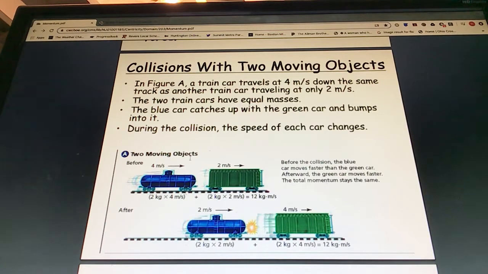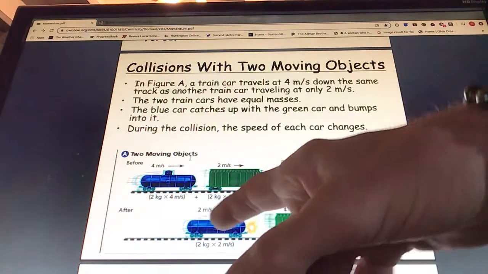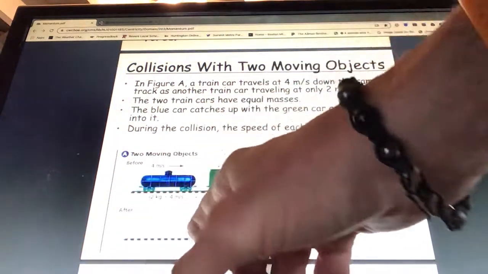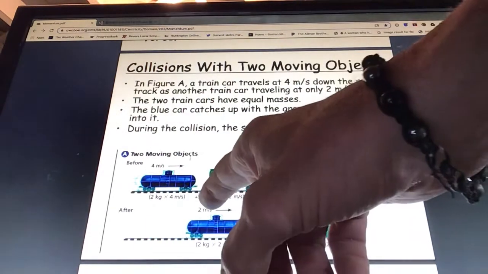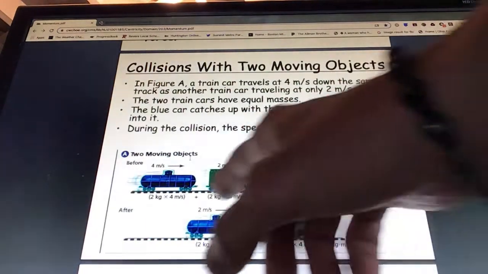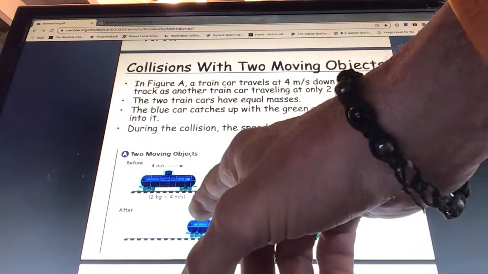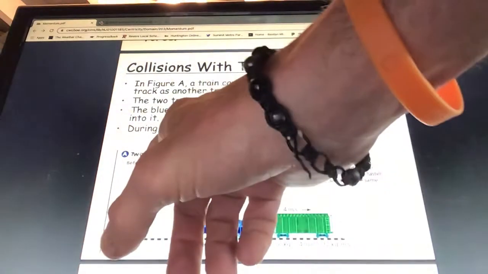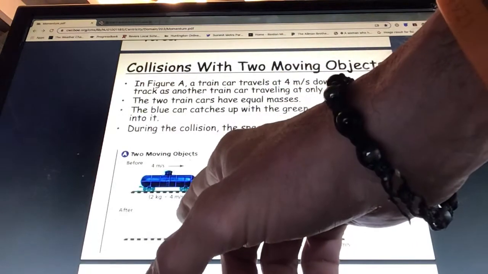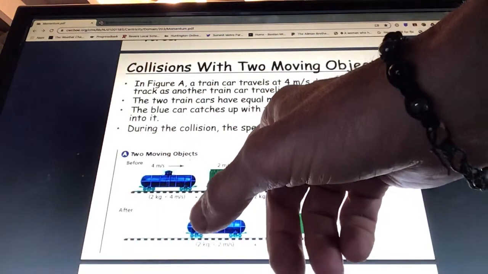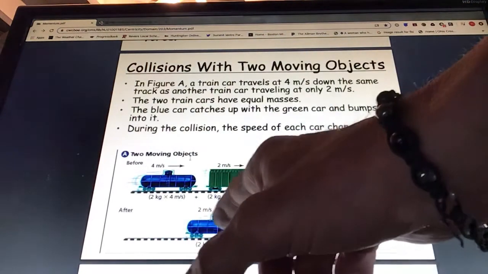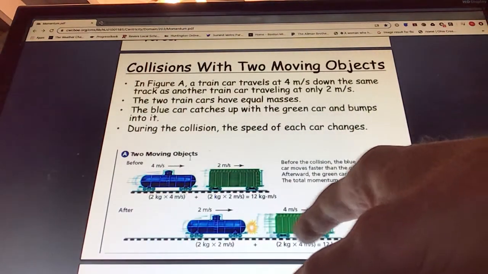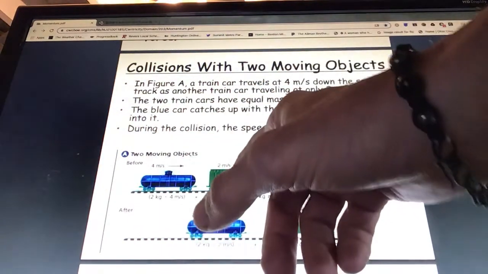So the blue car collides with the green car, and look what happens on impact. The blue car is not going to lose mass. It's going to lose speed. It's losing some momentum. It's down to 2 meters per second, and the green car accelerated to 4. So this speed was transferred. This one hit this moving vehicle from behind. This one lost momentum. This one gained momentum. Went from 4 to 2. This one went from 2 to 4.